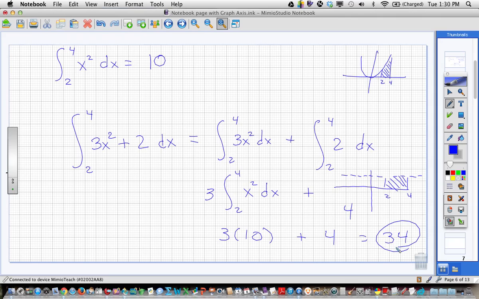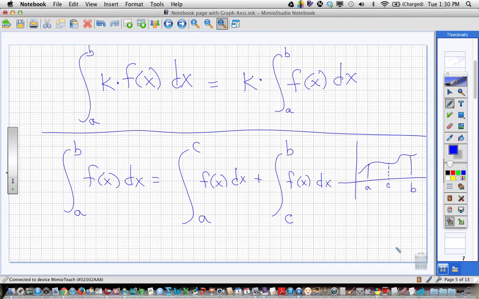All right. The last thing then is this formula down here at the bottom. And this formula says, here I've got a picture from A to B, and I've got C in between. This says the integral from A to B, the area from A to B, is equal to the area from A to C plus the area from C to B. Earth-shattering? Not really.